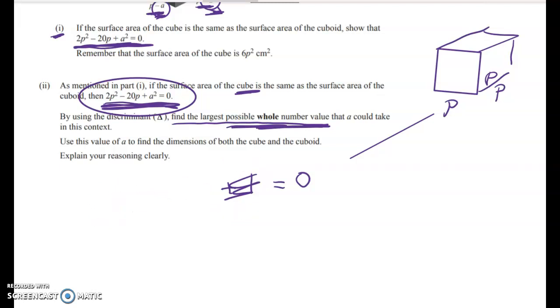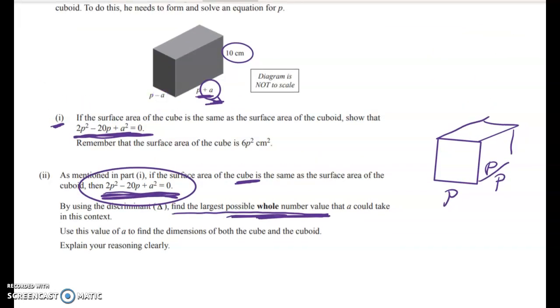Now, if we're going to build this thing, the side lengths afterwards have got to be positive, right? So we know that that one's 10, and we know that when we've got the A added to it, we're going to be bigger than P. But if A is too big, if A is bigger than P, then we're going to have a negative number here. And we don't want that to happen.